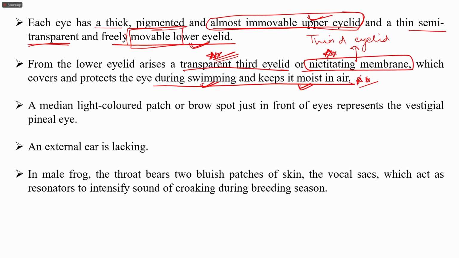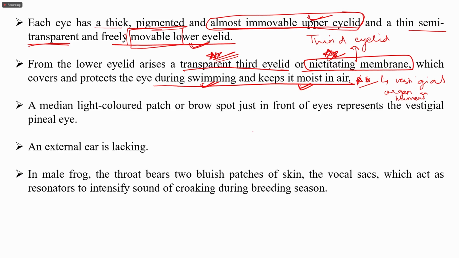This is very important. Why am I saying it is important? Because the nictitating membrane is a vestigial organ in humans. It is present in humans, but it is of no use, and therefore it is a very reduced structure in humans. So that is a vestigial organ. While in frogs, it plays an important role. The third eyelid covers and protects the eye during swimming.